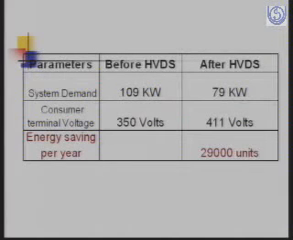And the parameters before HVDS and after HVDS were that the system demand reduced from 109 to 79 kilowatt. That means the commercial losses came down substantially. People who had been stealing were now not able to steal. From 109, the demand reduced by around 30 kilowatt just by putting in a high voltage distribution system. The consumer voltage improved from 350 volts to 411 volts, and the energy saving per year was around 29,000 units.